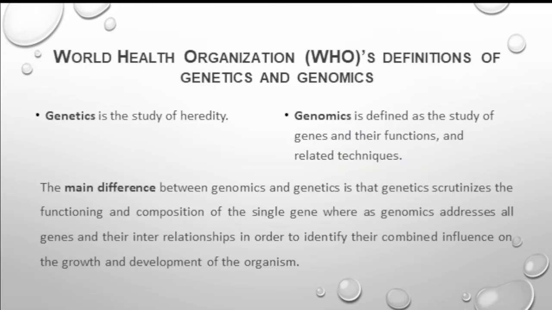The World Health Organization defines genetics as the study of heredity, while genomics is defined as the study of genes and their functions and related techniques. The two sciences differ in their approach to the study of the gene and its functions. The main difference between genomics and genetics is that genetics scrutinizes the functioning and composition of the single gene, whereas genomics addresses all the genes and their interrelationships in order to identify their combined influence on the growth and development of the organism.